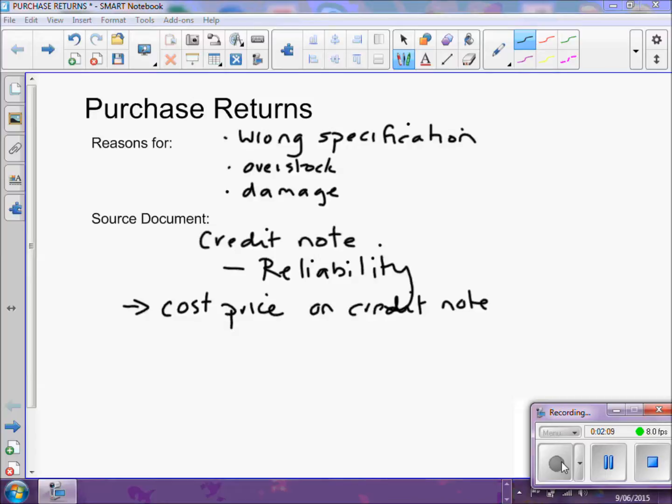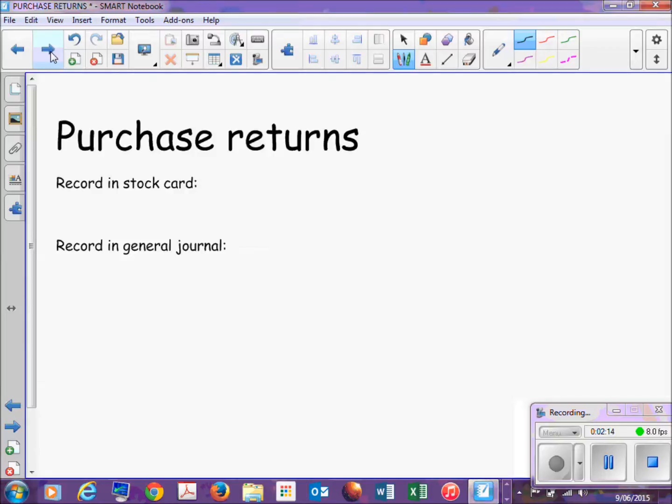Alright, any questions there? First of all, when we record it in the stock card, is it going in the in or the out column for a purchase return? It's going in the out column. I want you to write the notes.